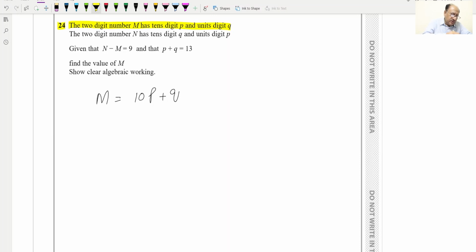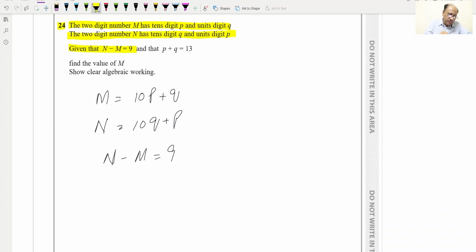Now for the second thing, the two-digit number N has tens digit Q and ones digit P. So we can write N is equal to 10Q plus P. This is our equation, and then they're saying given that N minus M is equal to 9. This equation is also useful for us. We will replace these values in this given equation.